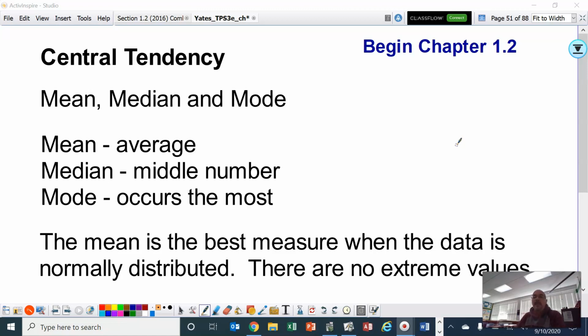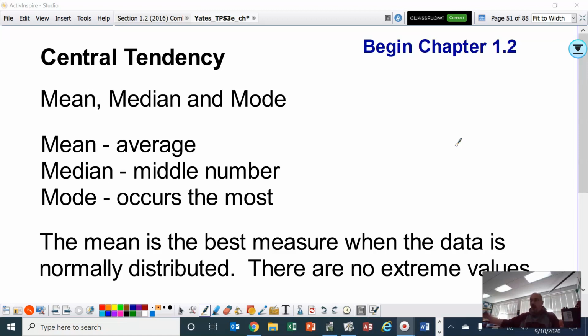It's mean, median, and mode. Remember, the mean is the average, the median is the middle number, and the mode is the one that occurs the most. Now, the mean is the best measure when the data is normally distributed. There are no extreme values. Okay, so if I have a data set and the numbers are all clumped together fairly closely, usually the mean is the best measure of center.